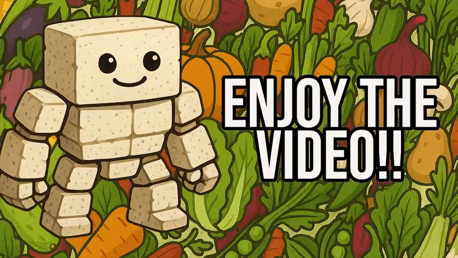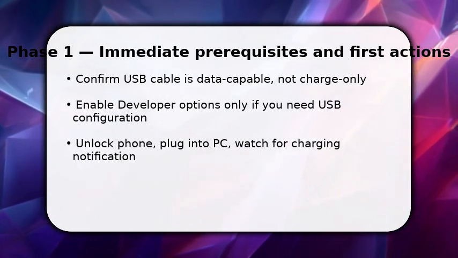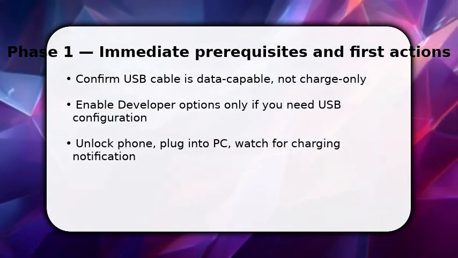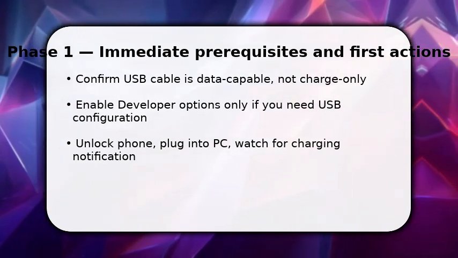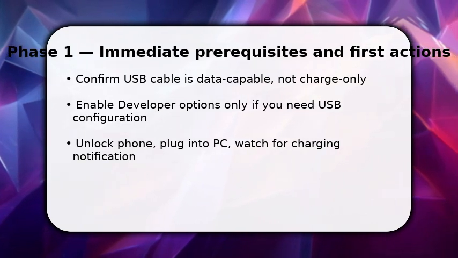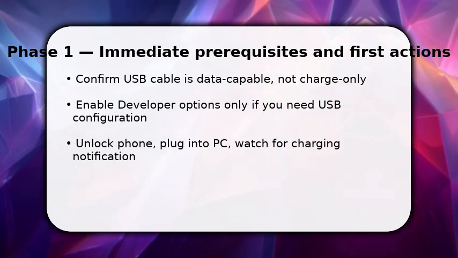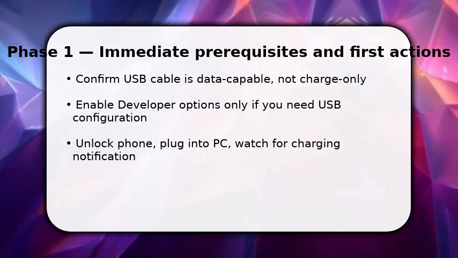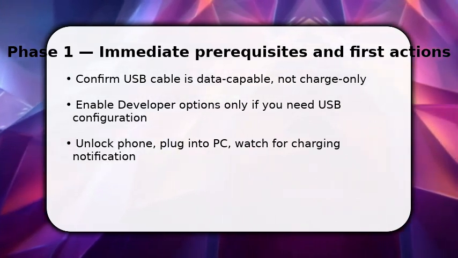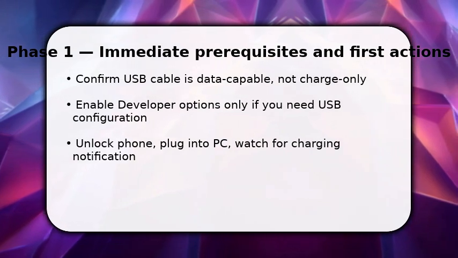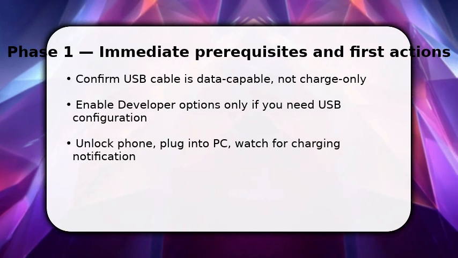Please enjoy the video. You start by confirming essentials: a data-capable USB cable and the OnePlus Nord CE unlocked. Once connected to your PC, pull down the notification shade and tap the USB charging notification to change mode to file transfer or USB tethering ready. You do this because the phone defaults to charging for safety. Switching mode exposes the networking interface.